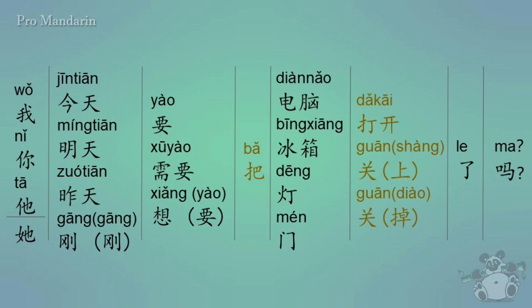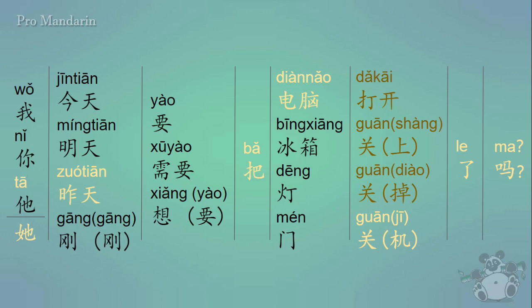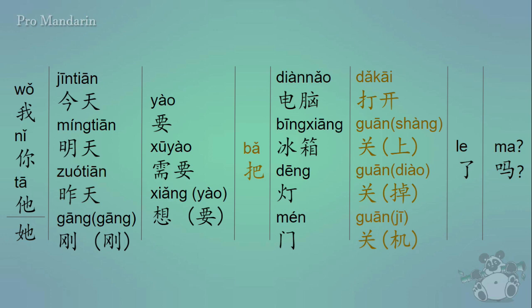Now for this last example, I'm going to add in one other way that you can actually talk about turning off electronics specifically, such as the computer. Instead of 关掉, which could be used for computer or a light, if you're talking about electronics, you can say guānjī. So in this case, if we're going to ask, did she turn off the computer yesterday? We would ask, 她昨天把电脑关机了吗?